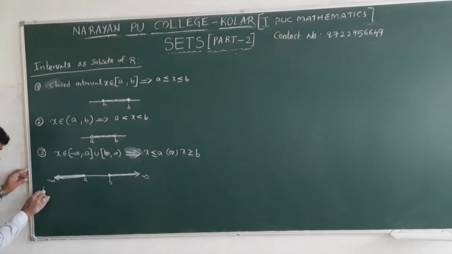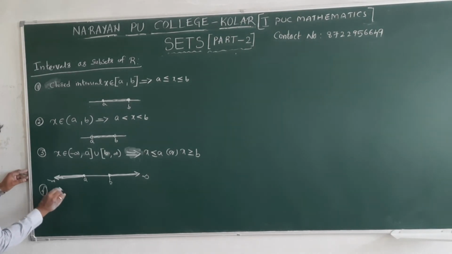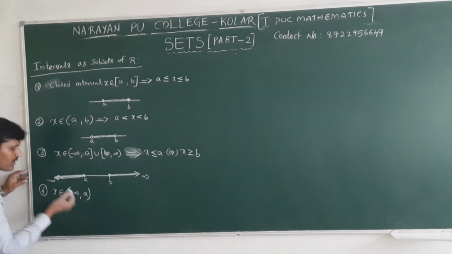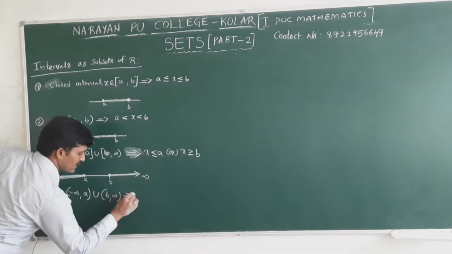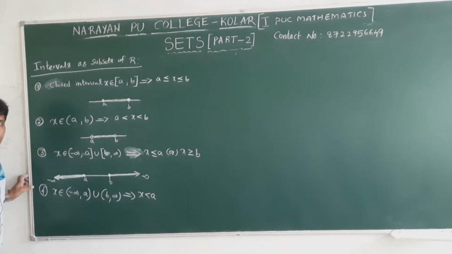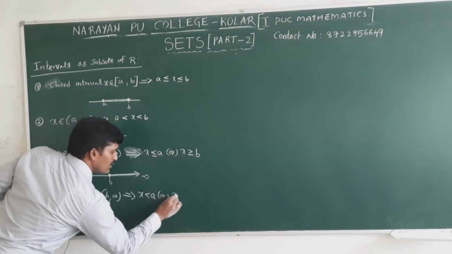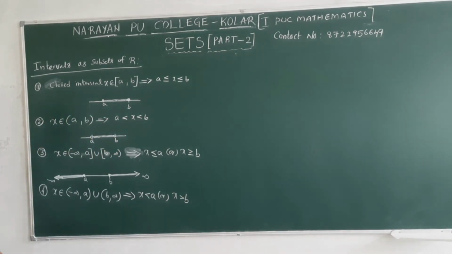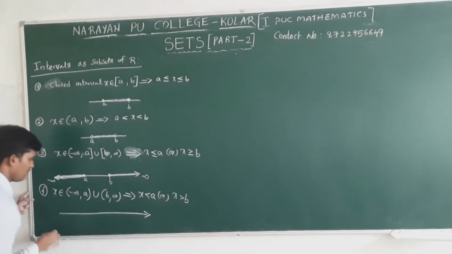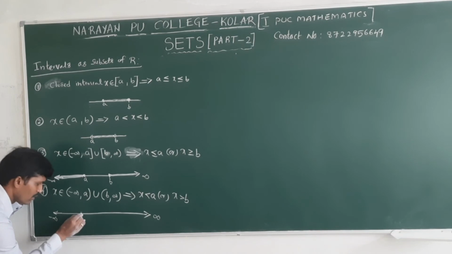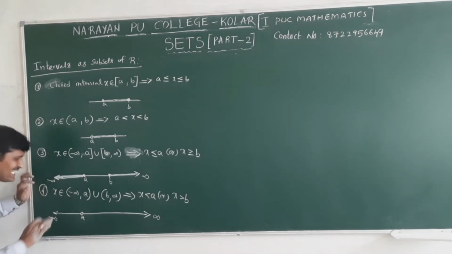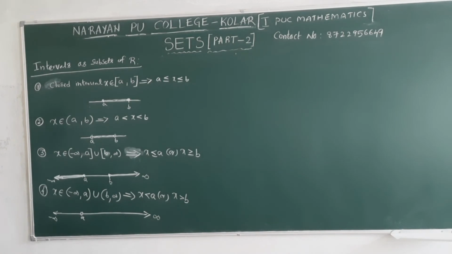Okay. Next, fourth one. x belongs to the open interval minus infinity comma a, union open interval b comma infinity. This we can write as x is strictly less than a or x is strictly greater than b. You have to take it on a number line. This is minus infinity. I am taking all numbers related to real numbers only, that's why real numbers are present from minus infinity to plus infinity. Open circles I am taking, a and b should not be taken. They are not included in the solution.